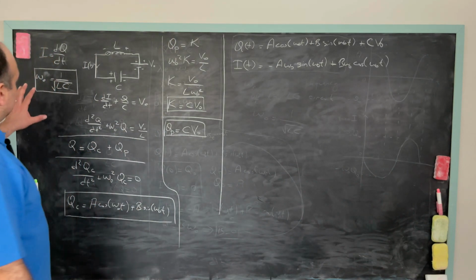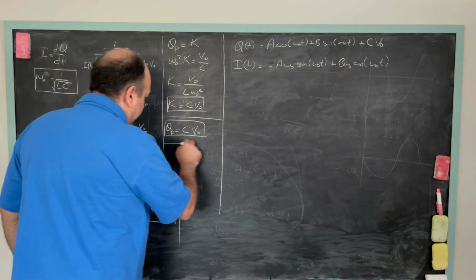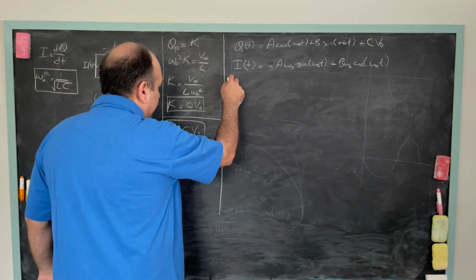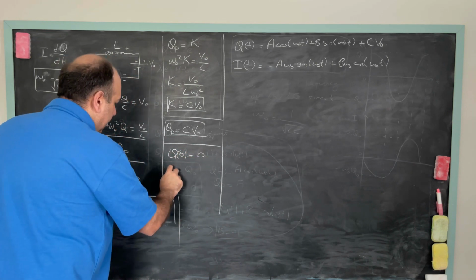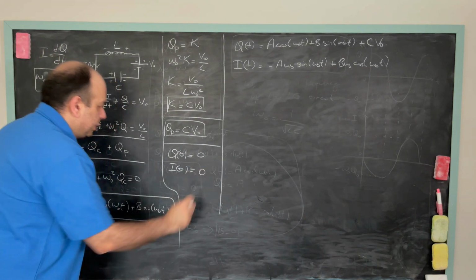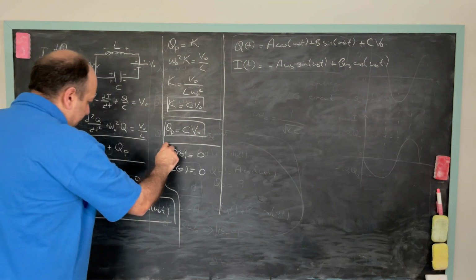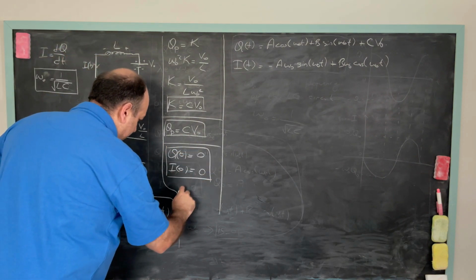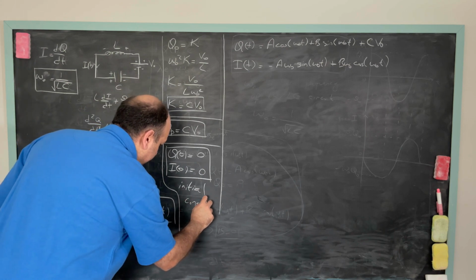So let's suppose initially the capacitor is uncharged. So we can say initially Q0 is equal to 0 and I0 is equal to 0 because there is the inductor, right? So these are my initial conditions.